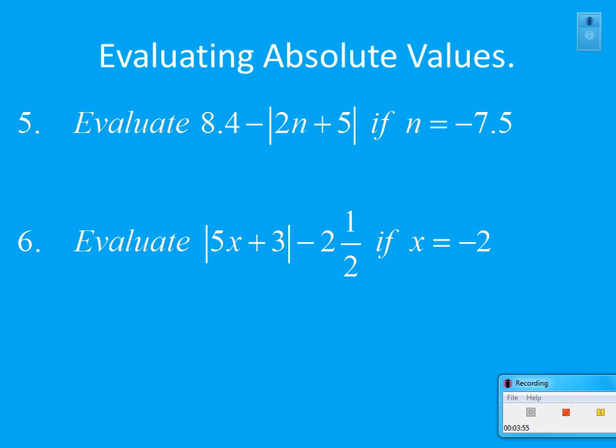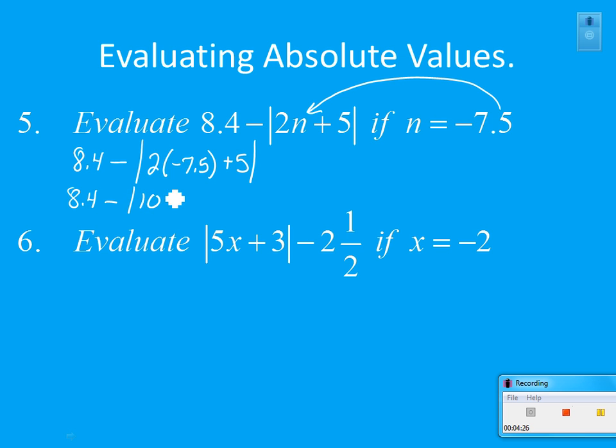So here's my number 5 and number 6, a little bit of calculator work. What I need you to do is this. I've got 8.4 minus the absolute value of. I'm going to plug negative 7.5 right there. So I'm going to have 2 times negative 7.5 plus 5. So what you'll do is in your calculator, you're going to go 2 times negative 7.5 plus 5, and you're going to get the absolute value of 10. Well, here's what I really have now.